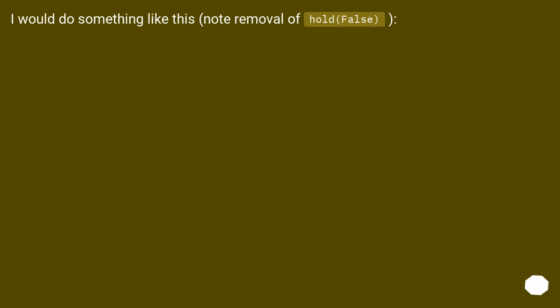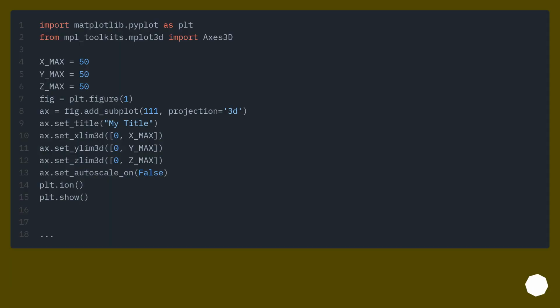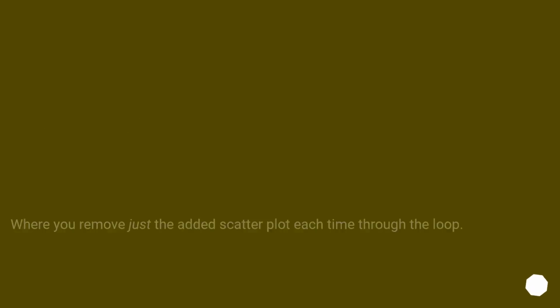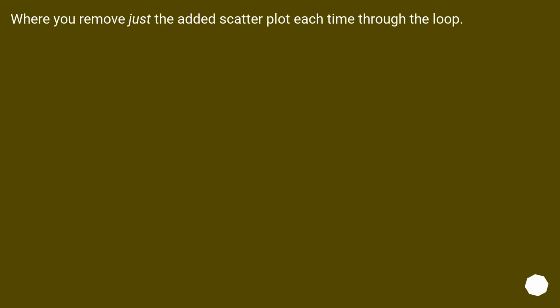I would do something like this: note removal of hold false. Where you remove just the added scatter plot each time through the loop.